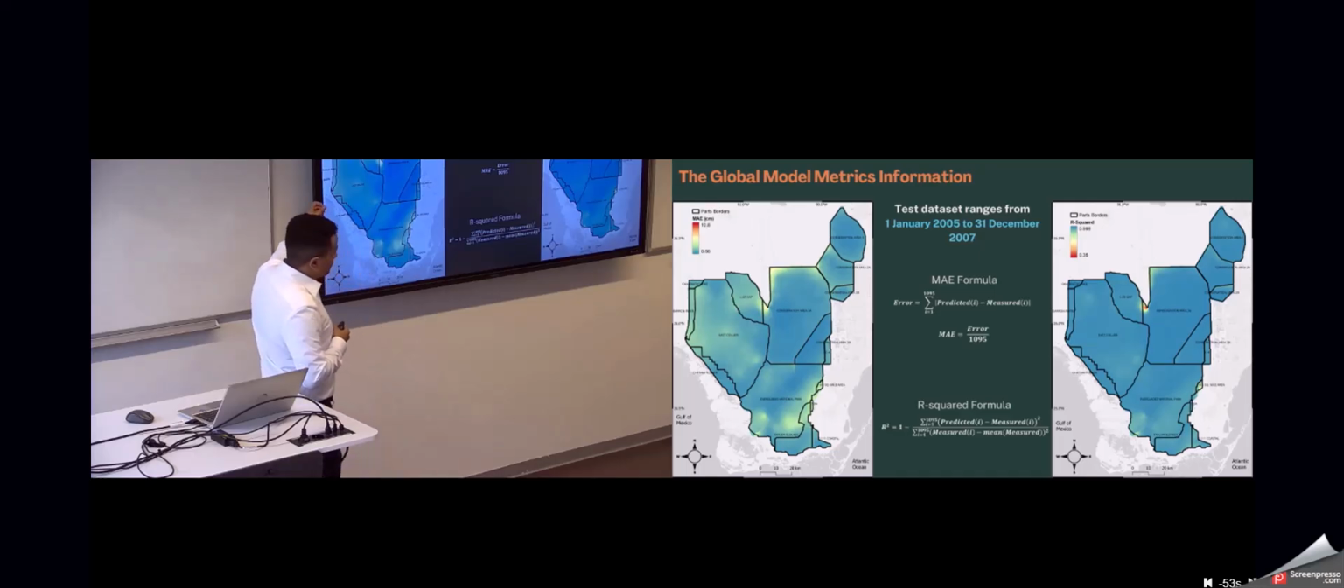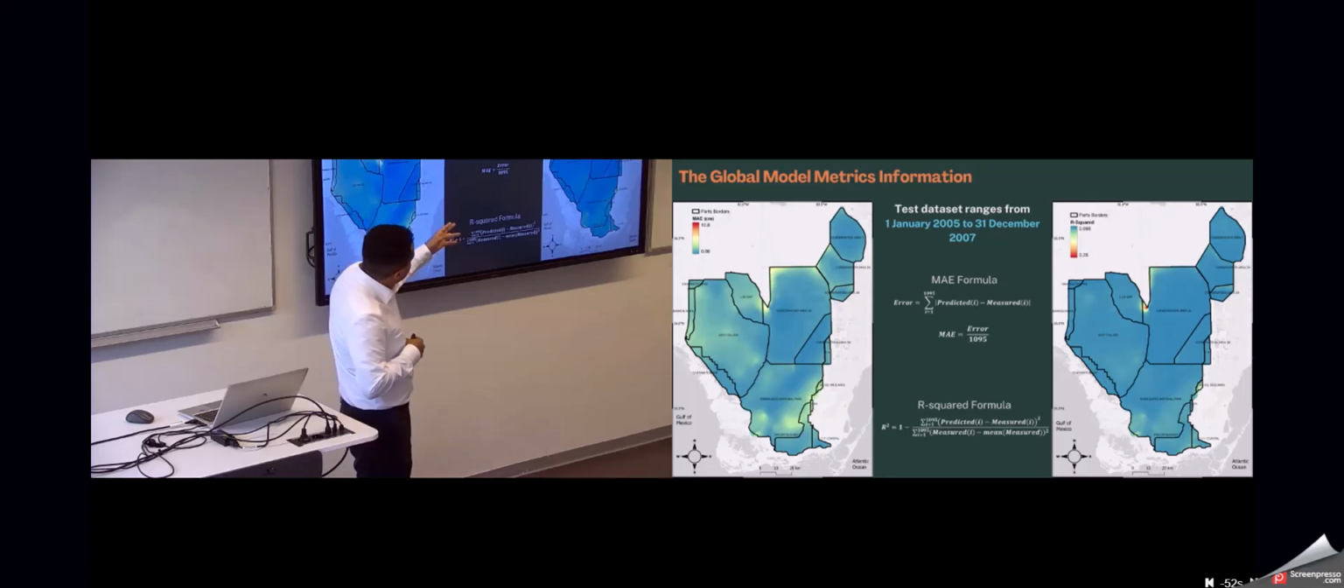As you can see here, the mean absolute error ranges between 6 millimeters and 11 centimeters, and most of the locations have an error of less than 2 centimeters. While for the R squared, most of the locations have an R squared of more than 0.9.